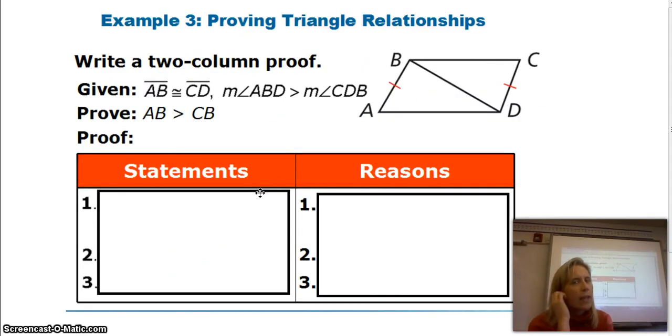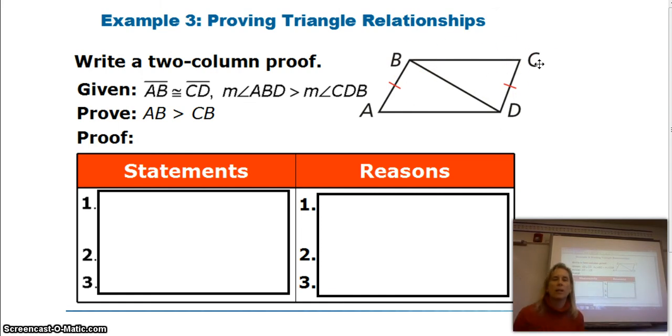Let's go over one two-column proof, and then you can do your quiz. So we know that AB is congruent to CD, it's given, and the measure of ABD is greater than CDB. So we're out to prove that AB is greater than CB. That doesn't make any sense. Interesting. But is this like an indirect?